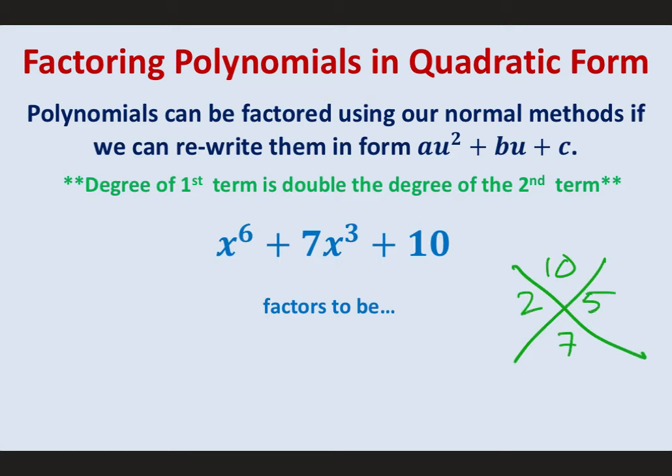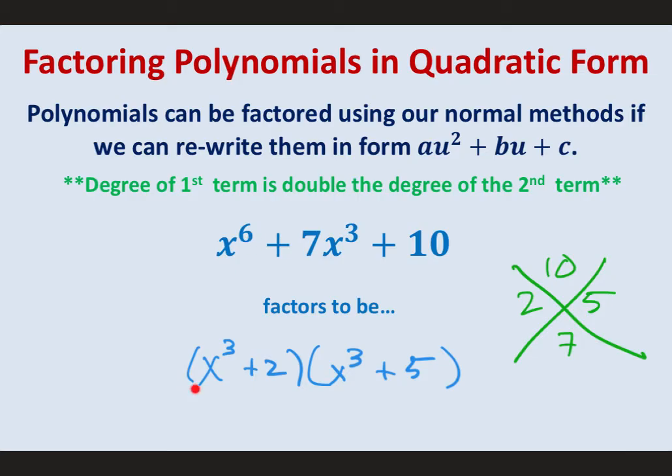Now, we don't write our answer like normal, though. Rather than writing x plus 2 times x plus 5, we need our first terms to multiply to make x to the 6. So what we're going to do is make that x to the third plus 2 and x to the third plus 5. So really, your first term is whatever this middle term is. It's going to be half of the degree of the first term.